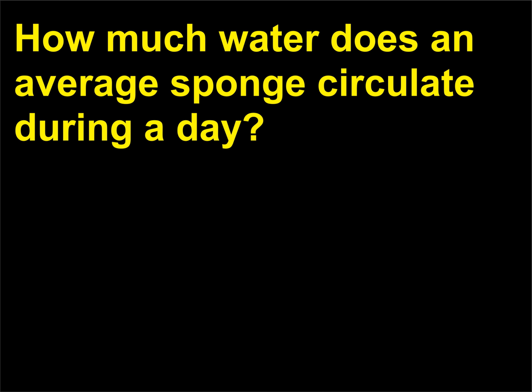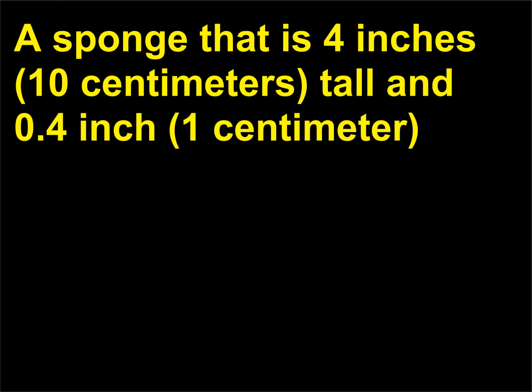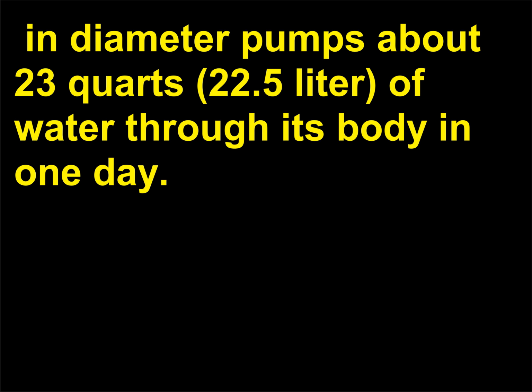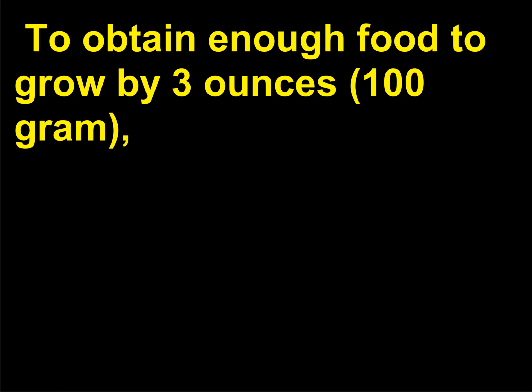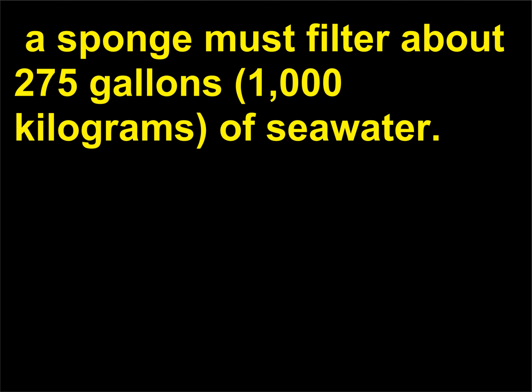How much water does an average sponge circulate during a day? A sponge that is 4 inches, 10 centimeters, tall and 0.4 inch, 1 centimeter in diameter pumps about 23 quarts, 22.5 liters, of water through its body in one day. To obtain enough food to grow by 3 ounces, 100 grams, a sponge must filter about 275 gallons, 1000 kilograms, of seawater.